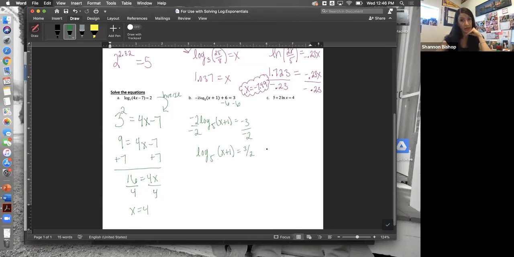Okay, so now I'm looking at it and I'm like, okay, base 5, the exponent is 3 halves, the result is x plus 1. Now what? Can I subtract 1? No, because that's part of the logarithm, that's part of the result. Okay, well, if I can't subtract 1, then what do I do? I feel stuck. This is when a student would call me over. Bishop, I feel stuck.